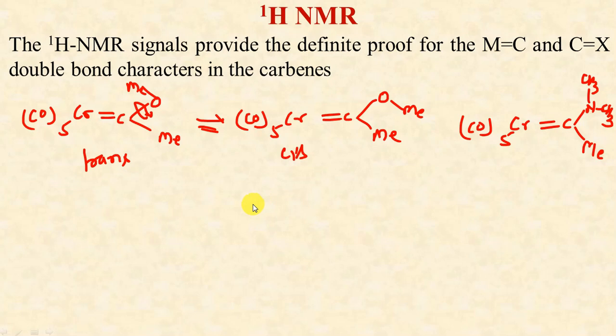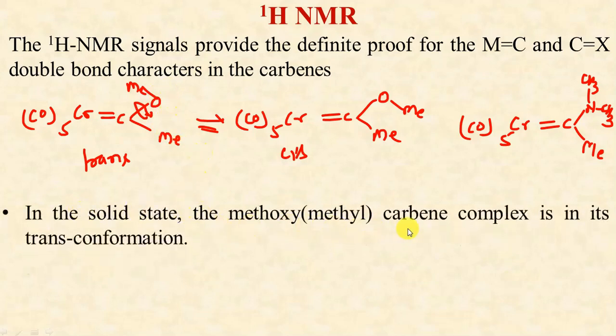So proton NMR signals provide the definite proof for metal carbon double bond and carbon-heteroatom double bond characters in carbenes. Metal carbon stands for this bond, and the C-X double bond stands for the double bond between the carbene carbon and the heteroatom, which is present in the form of a substituent. So in the solid state, the methoxy methyl carbene, the trans and cis forms for which we have shown here, is in its trans form, because we know that compact packing will be favored by the substituents which have trans conformations.